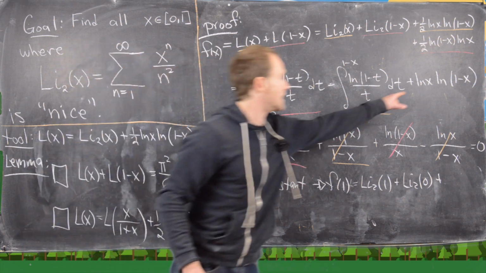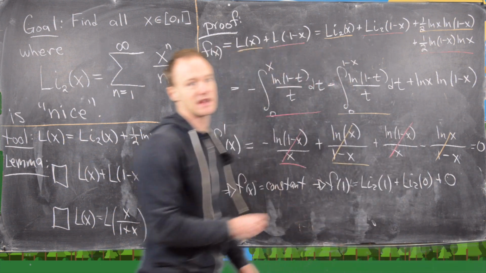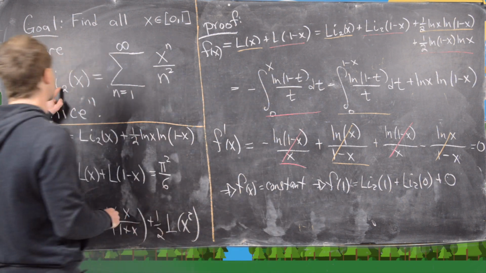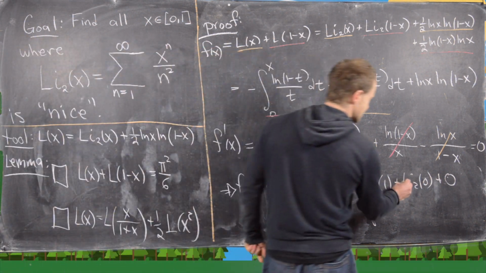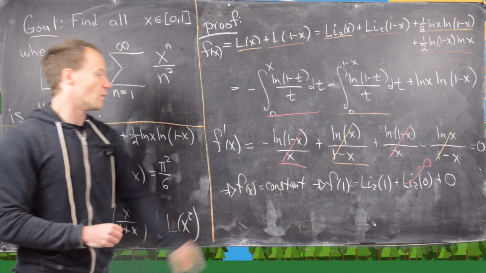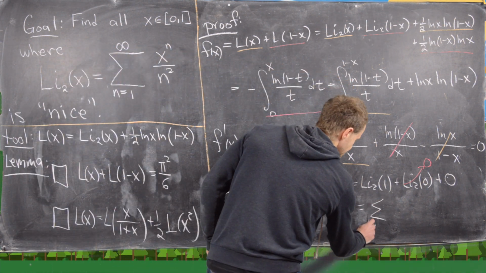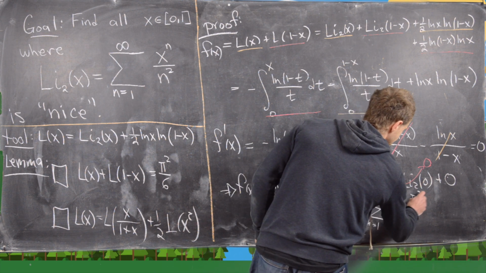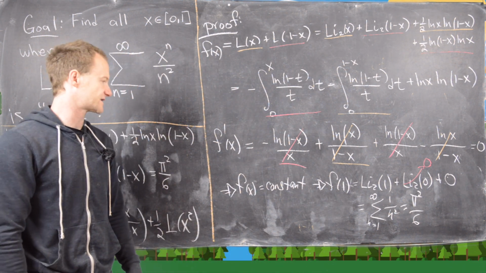Plus this natural log stuff, but notice that is just going to give us 0 by taking the appropriate limit. And also, notice if you plug x equals 0 into this, you're going to clearly get 0 because that's just the sum of all 0 terms. So what we're going to have here is the dilogarithm evaluated at 1, which is the sum n equals 1 to infinity of 1 over n squared, which is a well-known Euler sum, which is pi squared over 6.